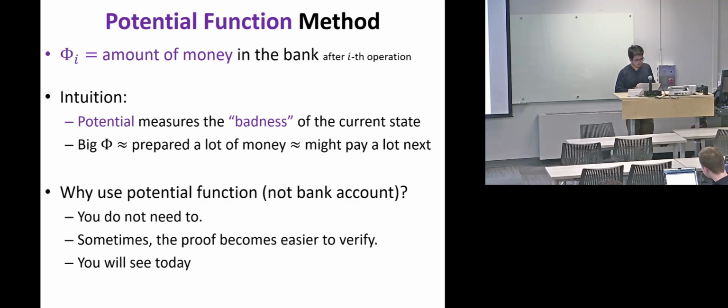And so why use potential function and not bank account method? Well, you don't need to, but sometimes the proof is easier to verify, and you'll see today how. All right.